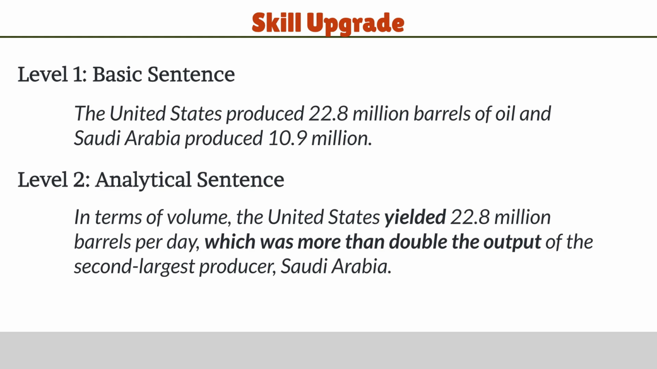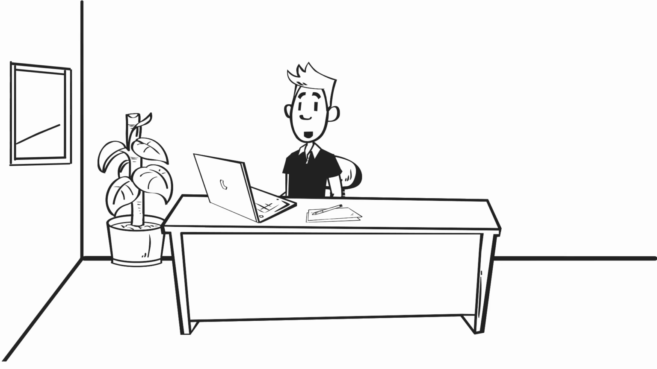But most importantly, we provided data interpretation. We didn't just list 22.8 and 10.9. We identified the relationship between them, more than double. That is the hallmark of a high-level candidate. That's it for this episode. We've analyzed the charts, produced a full report, and practiced upgrading a basic sentence to a high analytical level.